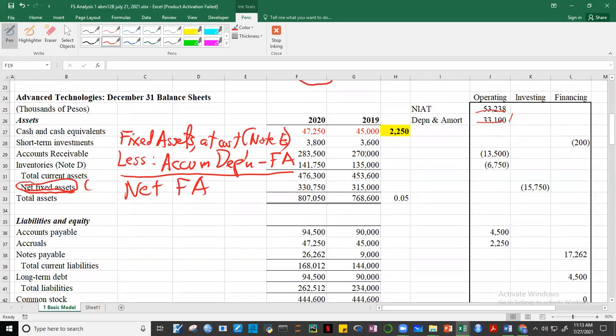Then we went through the balance sheet items one by one. Short-term investments, we learned that that's financing kasi interest-bearing siya. And then, nag-increase yung asset natin, di ba? From 3.6 to 3.8. Therefore, that's a use of cash. Nadagdagan yung investment natin. Ibig sabihin, nadagdagan yung paglabas natin ng pera.